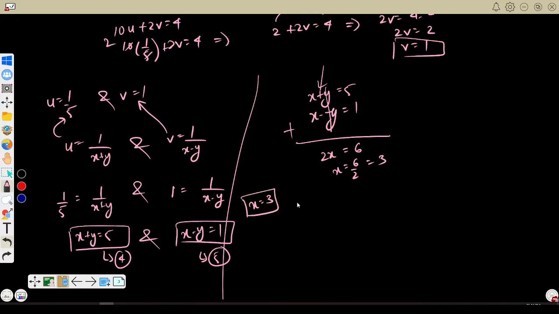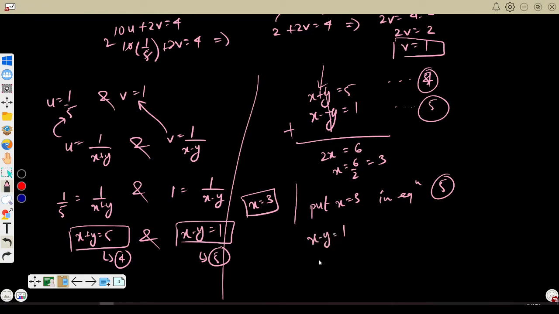Now I need to find the value of y. For this, what I will do is put x is equal to 3 in equation 5. Equation 5 was x minus y is equal to 1. x is 3, so 3 minus y is equal to 1. This means we shift minus y to the other side and 1 to the left hand side. So 3 minus 1 is equal to y. So y turns out to be 2.